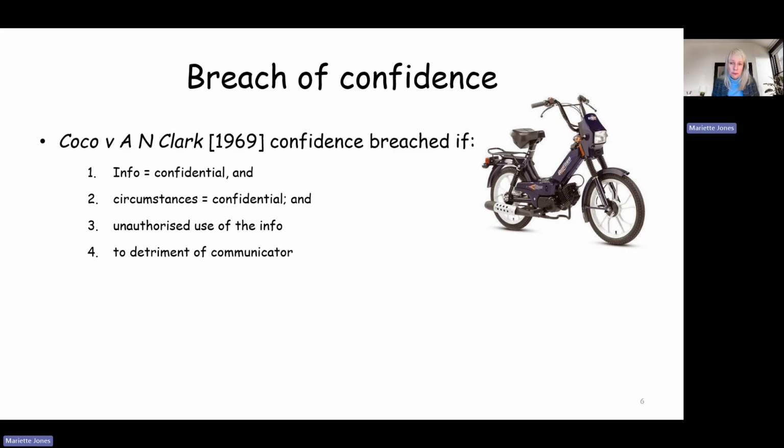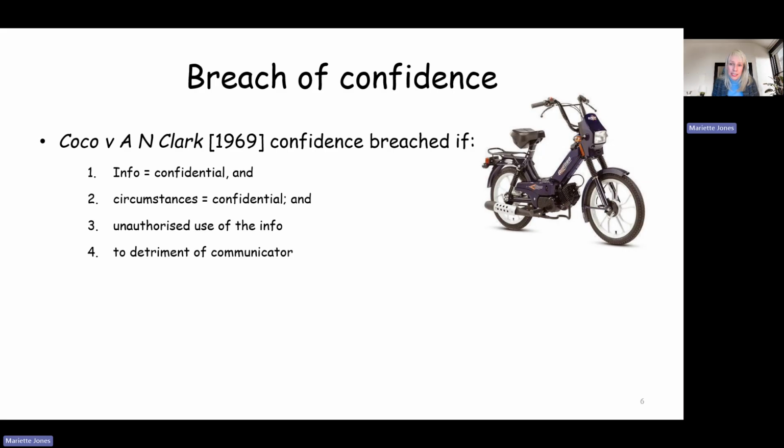However, the negotiations broke down, and later Mr. Coco then alleged that A.N. Clark had improperly used the confidential information to manufacture their own scooters without his permission. He therefore brought an action for breach of confidence.